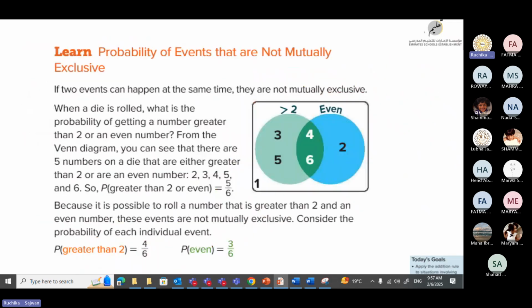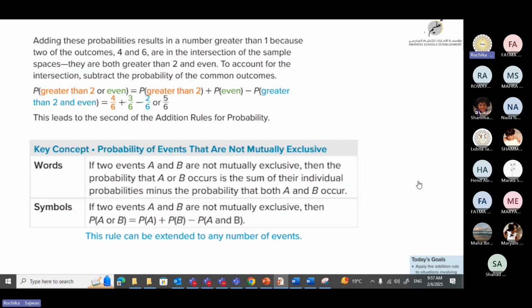Okay, now we move to the second part of the lesson, which is not mutually exclusive. That means I will have something common. So look at this pie chart. Can we see that they have something in common? Yes or no? If a number is greater than 2 or even, it will have something common, right? So therefore, this is a question on not mutually exclusive. So let's see a question on this one.